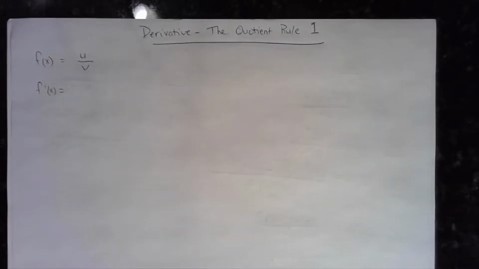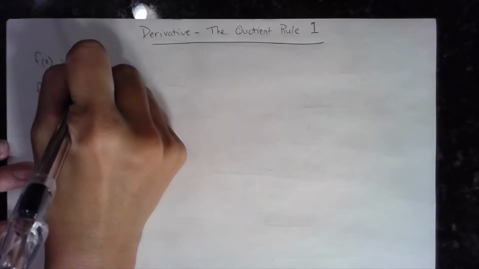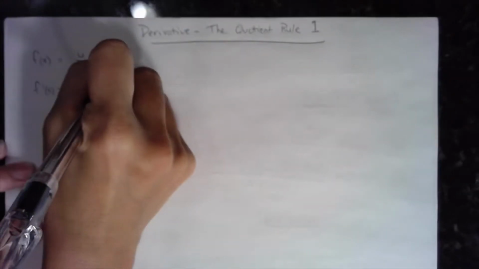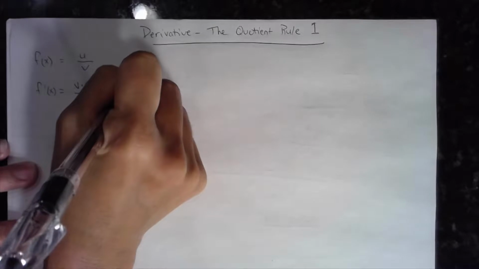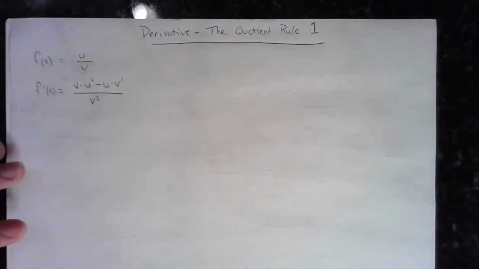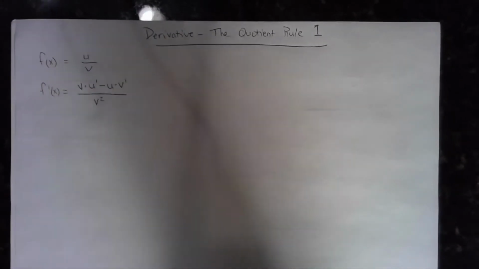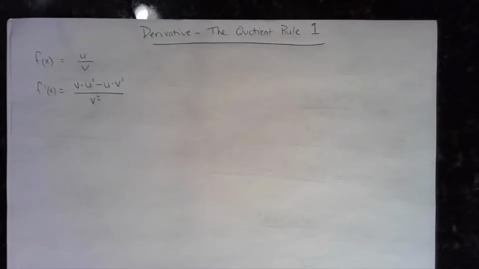The formula, the rule, says it's the bottom times the derivative of the top minus the top times the derivative of the bottom, all over the bottom squared. Now again, it's the same thing. I'm going to make you guys repeat that at least 3 times so that you memorize it.